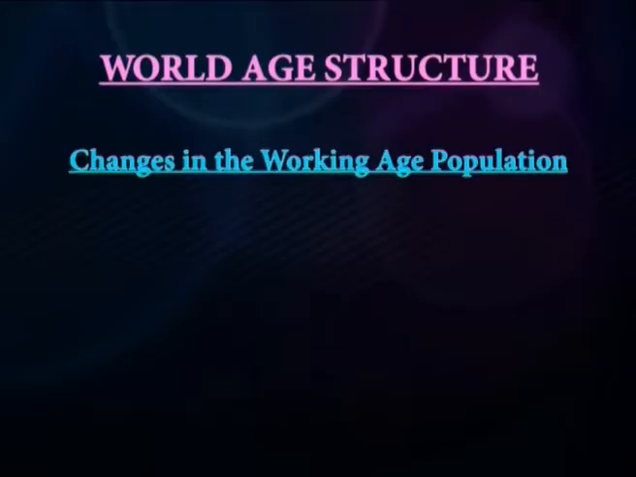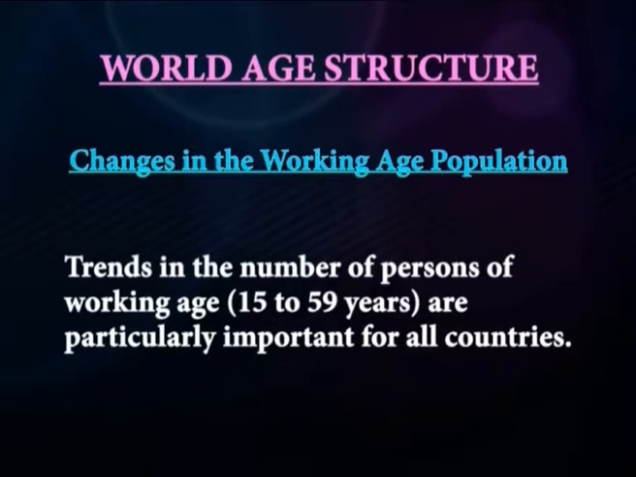Changes in the working age population. Trends in the number of persons of working age, 15 to 59 years, are particularly important for all countries. The different regions of the world show different patterns of change in the working population. In most of the regions of the world, the proportion of working age population is expected to decline in future. However, in the least developed countries, the proportion is expected to rise in 2050, which represents both an opportunity and a challenge for such nations.